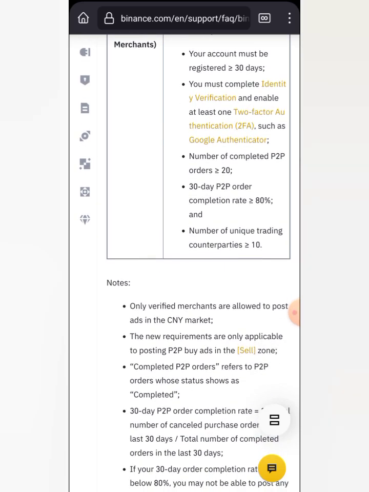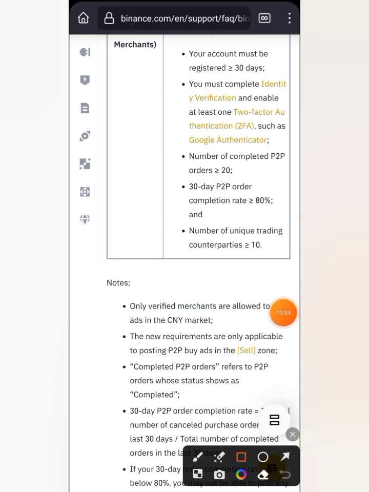Then the next requirement that you must meet is that the 30-day P2P order completion rate must be 80%. So this means that if you buy or sell in the P2P session and it's completed, you have a 100% rate. That is how you keep maintaining it. If we are not able to complete any transaction, your percentage rate will drop from that 100 to, let's say, maybe 98 or 96. If you don't complete any trade again, it will also drop. That is how it keeps dropping.